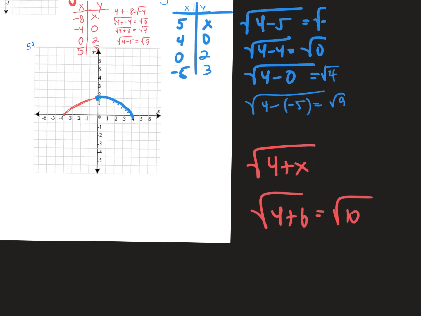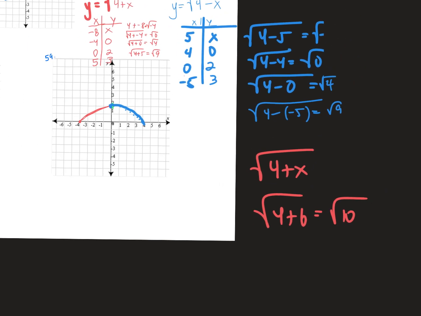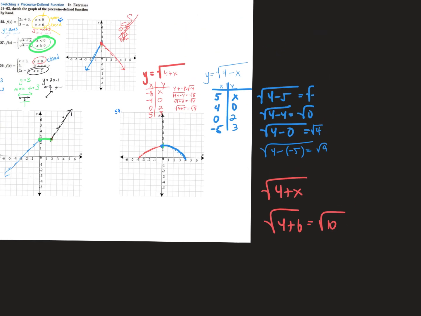So if there's a square root graph in there, we'll give you numbers to plug in so they're whole numbers that are easier to deal with. Other than that, just use an XY table and plug in a couple negatives, a couple positives, and a 0. Sound good?